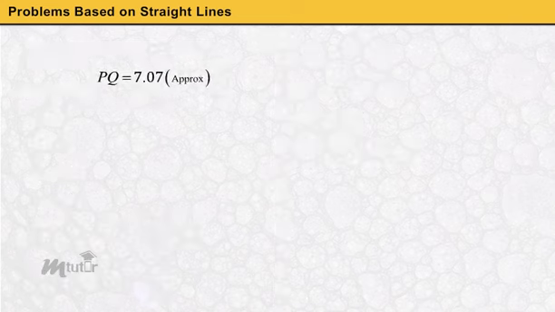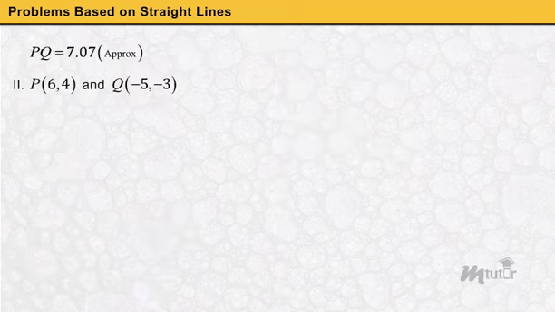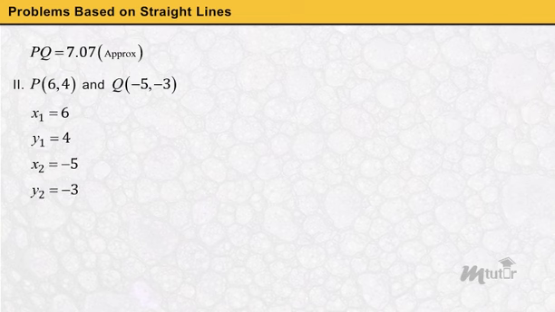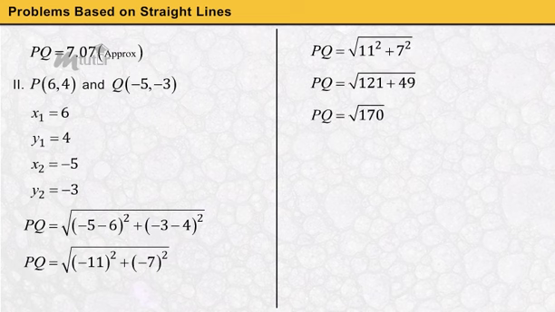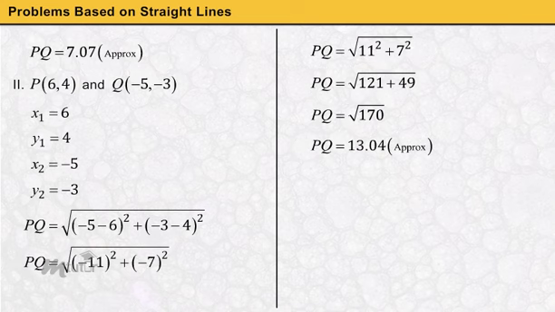Next, let us consider the second subpart. From the second subpart, let x1 be 6, y1 be 4, x2 be minus 5, and y2 be minus 3. On substituting the values in the formula and simplifying, we get the distance between P and Q as square root of 170. On finding the square root, we have the distance PQ as 13.04 approximately.